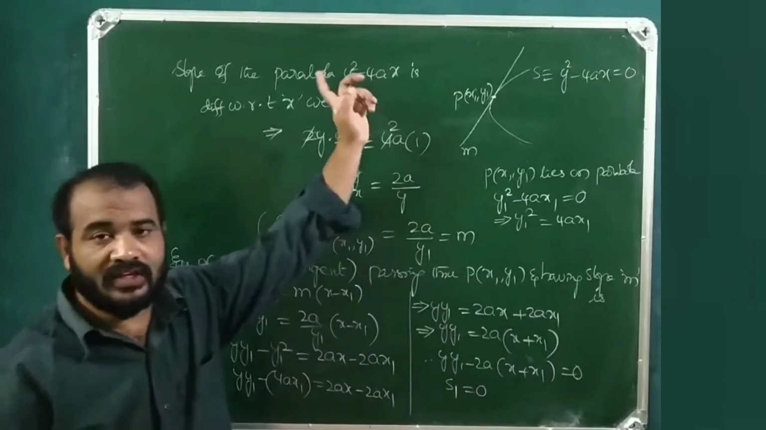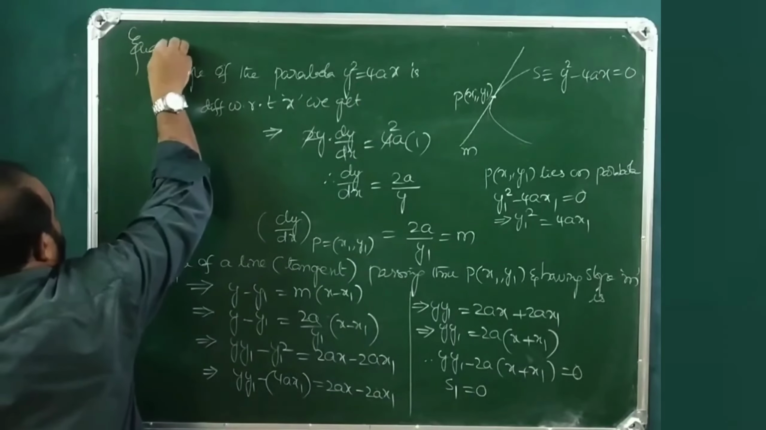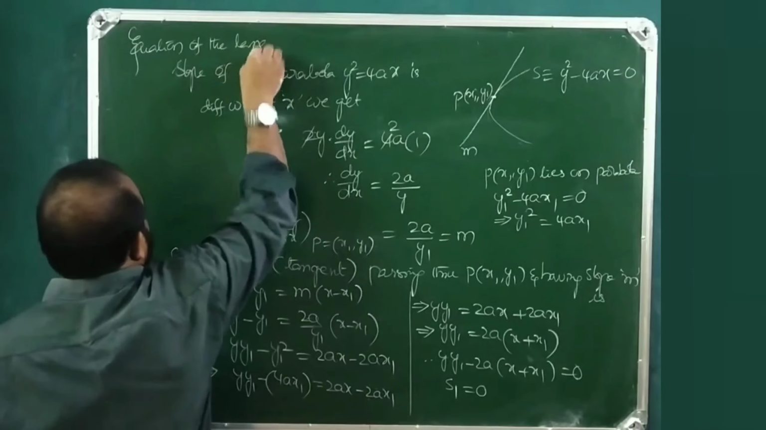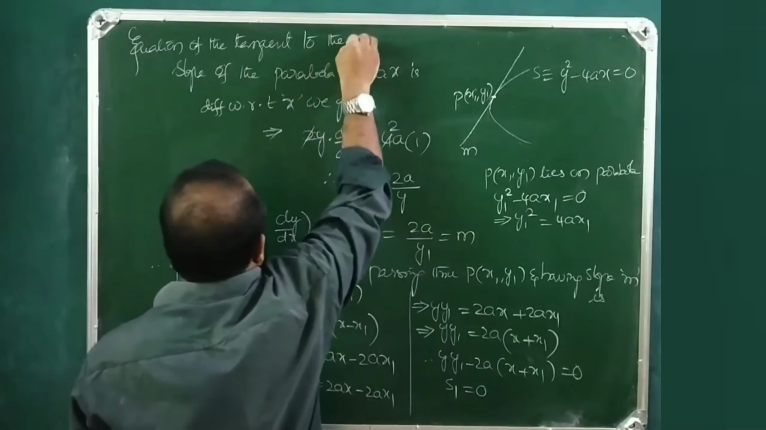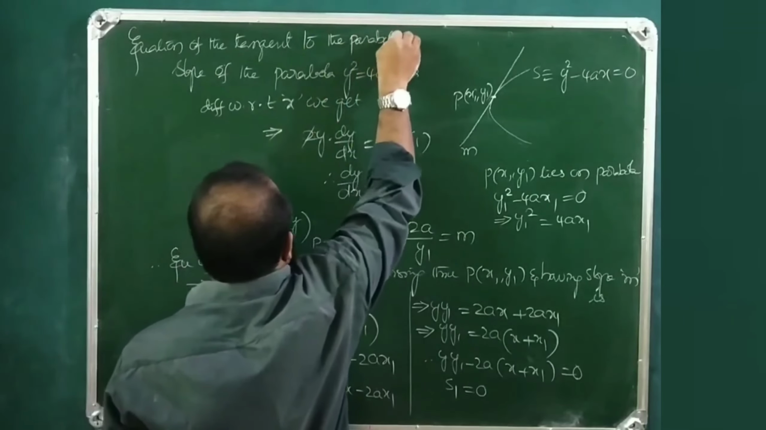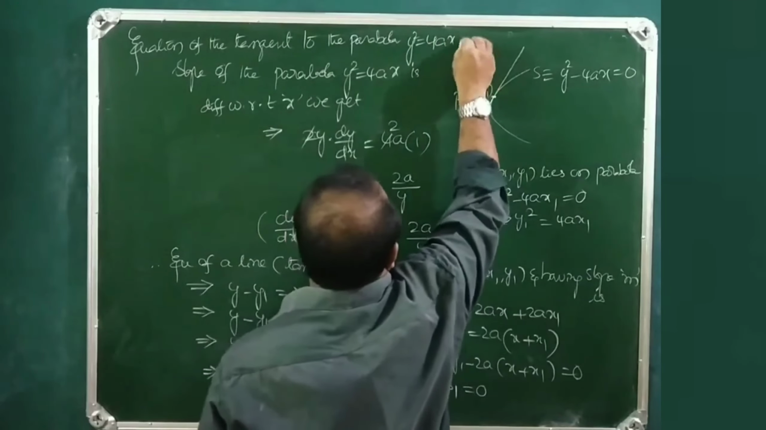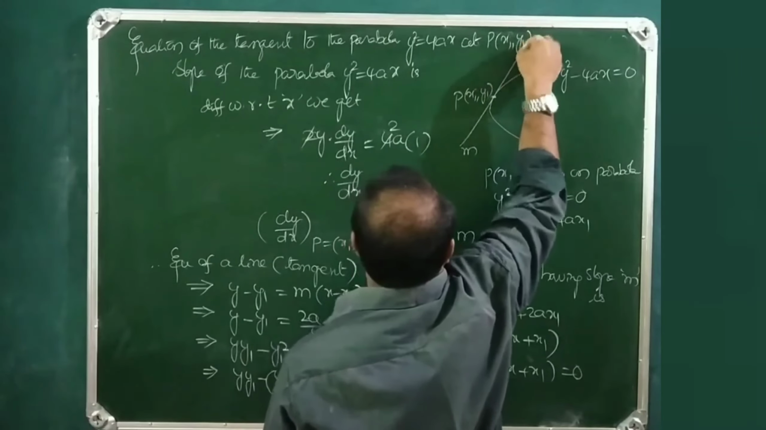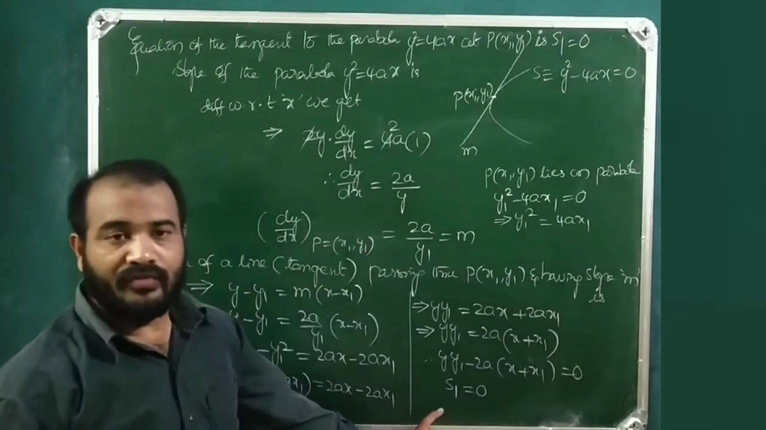Therefore, the equation of the tangent to the parabola y square equals 4ax at P(x1, y1) is S1 equals 0. So this is what we have proved.